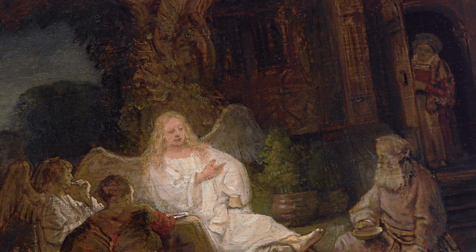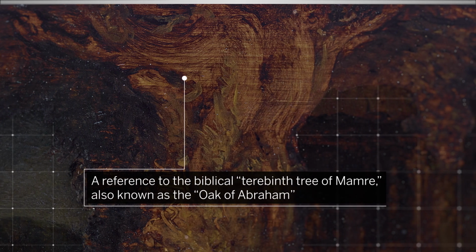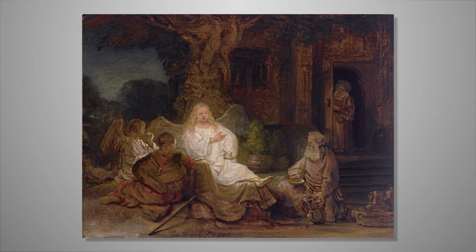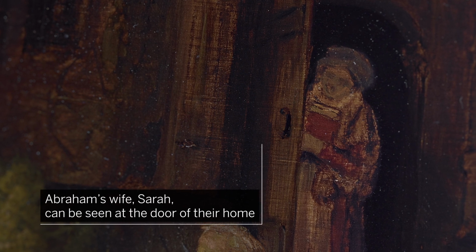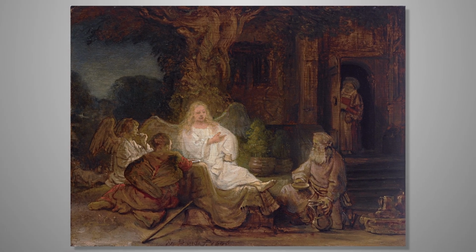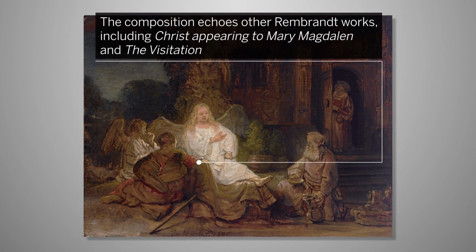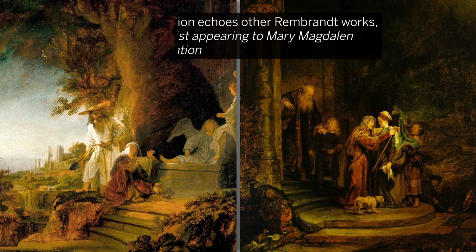This quartet of figures is positioned under the canopy of a tree, a reference to the biblical terebinth tree of Mamre, also known as the Oak of Abraham. In the top right, Abraham's wife Sarah can be seen at the door of their home, and behind the angel on the left, a cow can just be made out, a reference to the proffered meal. In its primary focus on a slightly elevated and illuminated figure, the composition echoes other Rembrandt works of the period, including Christ appearing to Mary Magdalene and The Visitation.